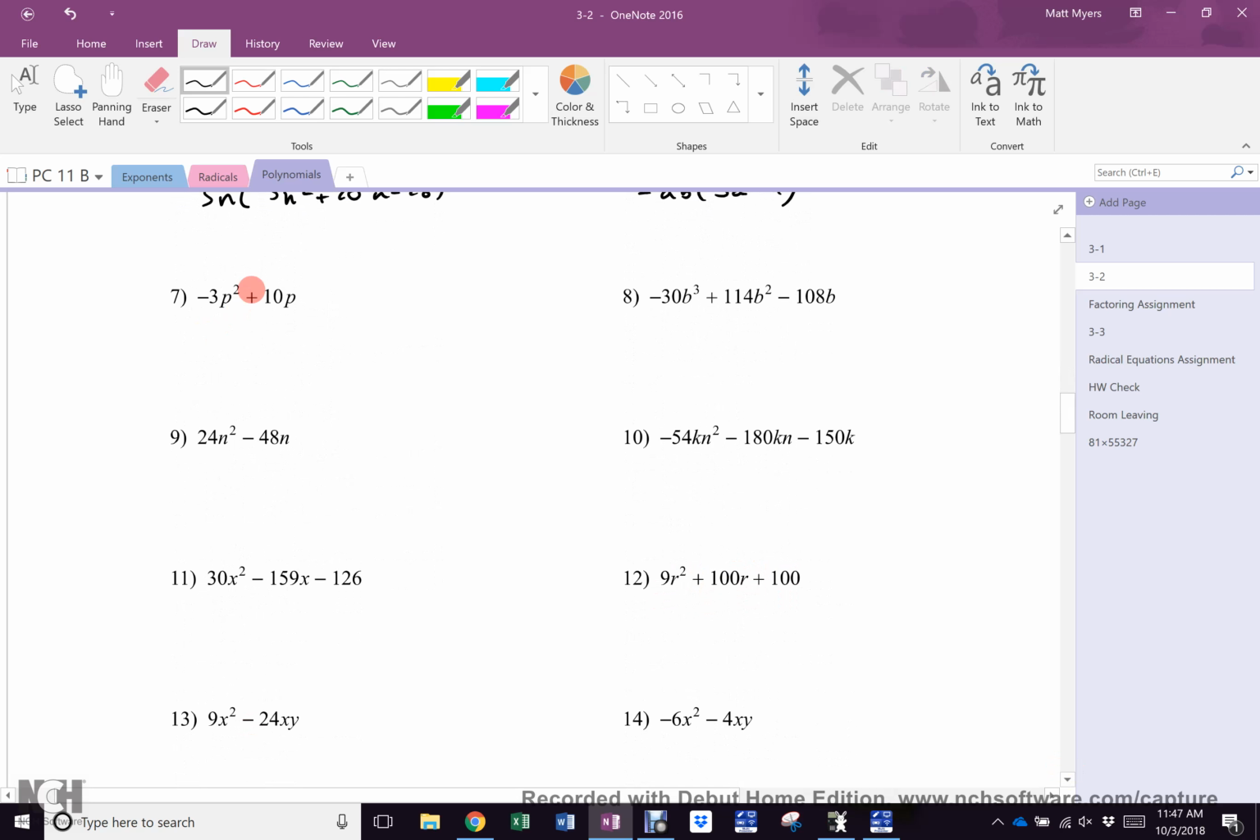Aaron Donnie. Take out the P. Yeah, and you get negative 3P minus 10. Or you can take out a negative P, which is actually better. We like to get that negative out to the front. And then we would have 3P plus 10, and that would be minus 10. Both of them would be acceptable.